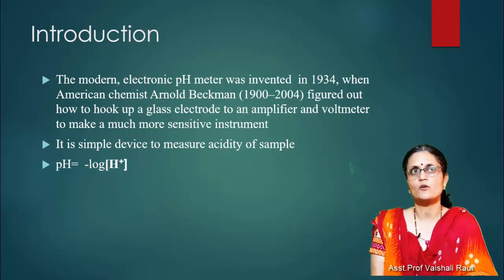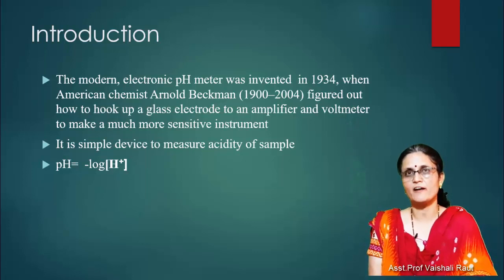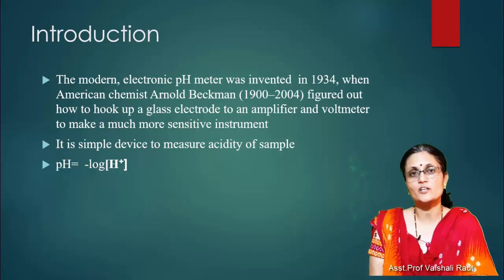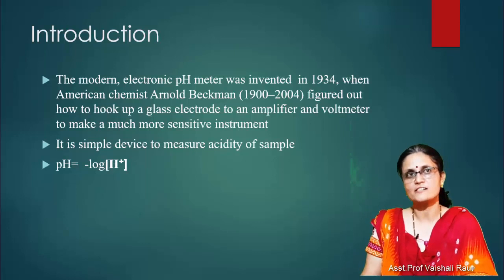This instrument was first figured out by American chemist Arnold Beckman in 1934. It is a simple device which measures the acidity of the sample. As hydrogen ion concentration increases, the pH of the solution decreases and vice versa.